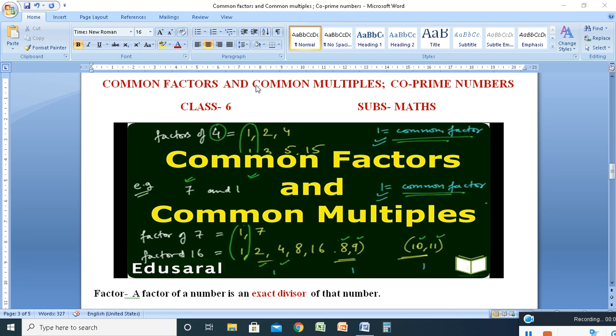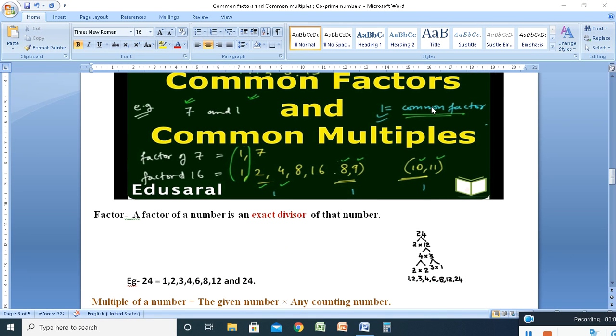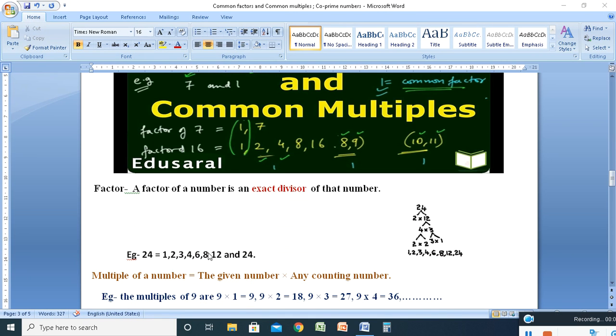Common factors and common multiples, and then co-prime numbers. In my previous video, I already told about what are factors and what are multiples. Factors are nothing but the divisors, exact complete divisors. If you divide any number by a given number, you will get the remainder as 0. So a factor of a number is an exact divisor of that number.